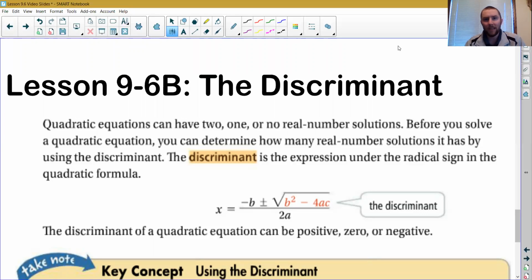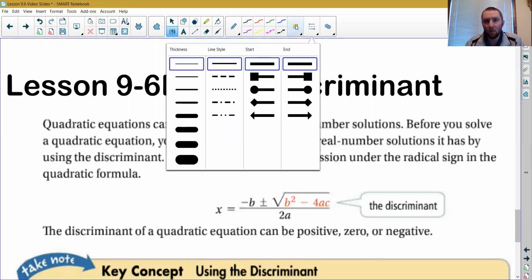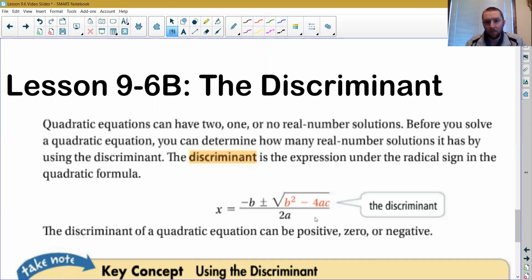So the discriminant is the expression that's underneath the radical symbol in our quadratic formula, okay? So b squared minus 4ac, that stuff underneath the radical symbol, is called the discriminant. Now, we don't need the square root part. So the discriminant formula is literally just b squared minus 4 times a times c. And again, those a, b, and c values are coming from whatever quadratic equation we are looking at, okay?